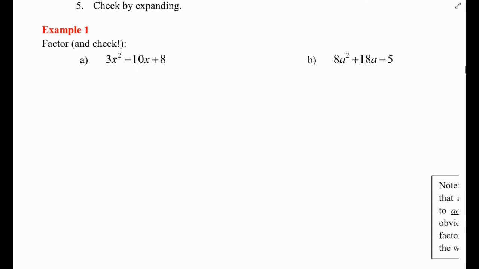Let's do it together. So here, we're going to find two numbers that add to negative 10 and multiply to 3 times 8, which is 24. So I'm going to choose negative 6 and negative 4. Okay? When you multiply them, it becomes positive 24, and when you add them up, it becomes negative 10.